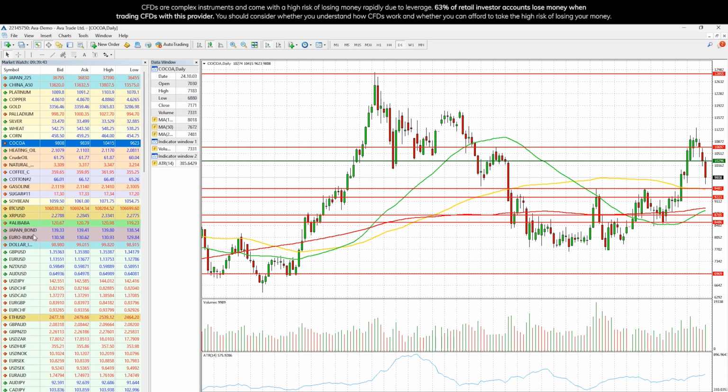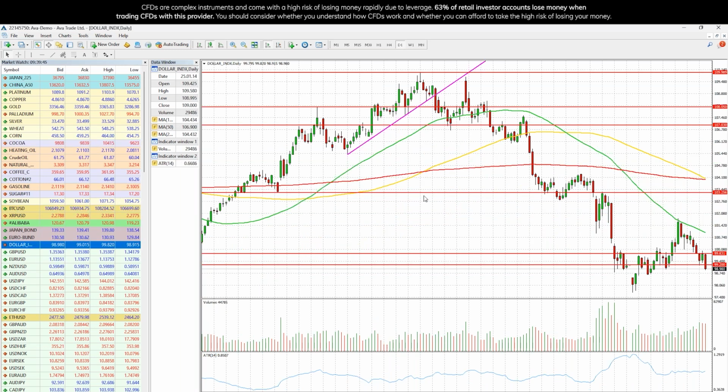FX, the popular FX. As you see, after hitting the 50-day moving average, the dollar index is sliding, and not only that, we have volume increasing. So as we go lower, volume comes in, the sellers are coming in more and more. That's a sign of weakness, a solid sign of weakness.